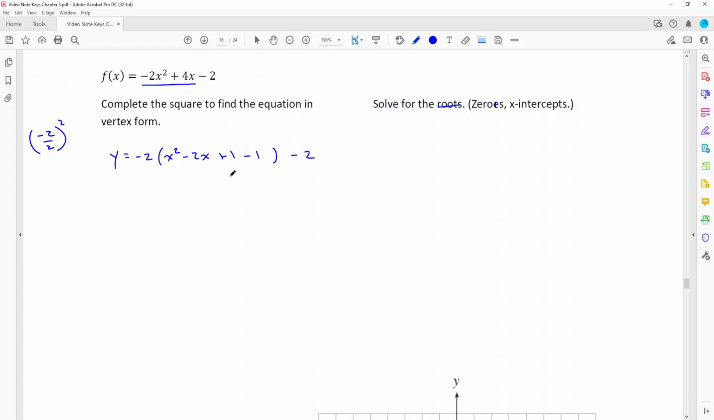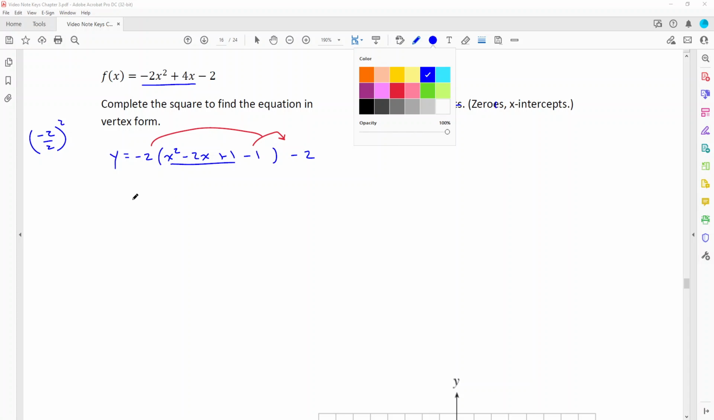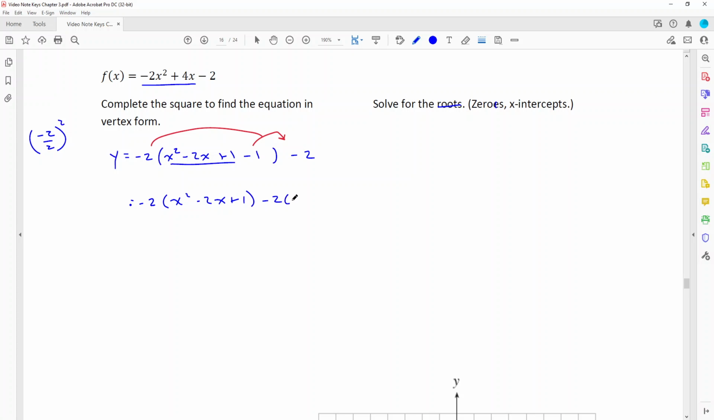So I've done this all in the bracket because I want this to be my perfect square trinomial. But I don't want that -1. So I'm going to take it out of the bracket by multiplying it by the -2. I call it paying the toll. So you'd be left with -2 times x squared minus 2x plus 1. And then I'd have -2 times that -1 minus 2. Now I can fully complete my square by factoring this to x minus 1 all squared, and then I've got plus 2 minus 2, which is gone.